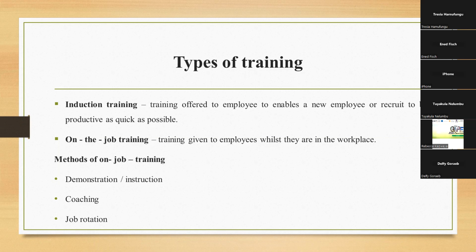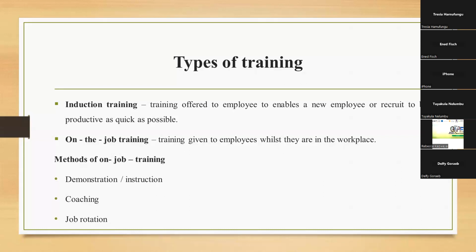Then on the job training, this is the training given to employees while they are in the workplace. So this training is given to an employee so that he or she becomes proficient in handling machines, equipment, materials, and methods to be used in the organization, in the company. So this training helps the employee to perform the job efficiently by learning new techniques, skills, and knowledge.